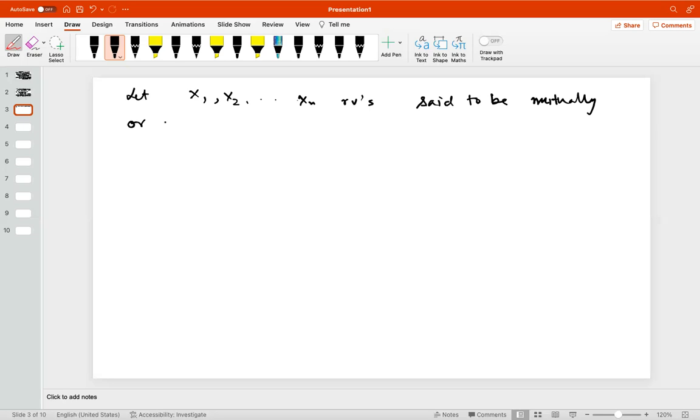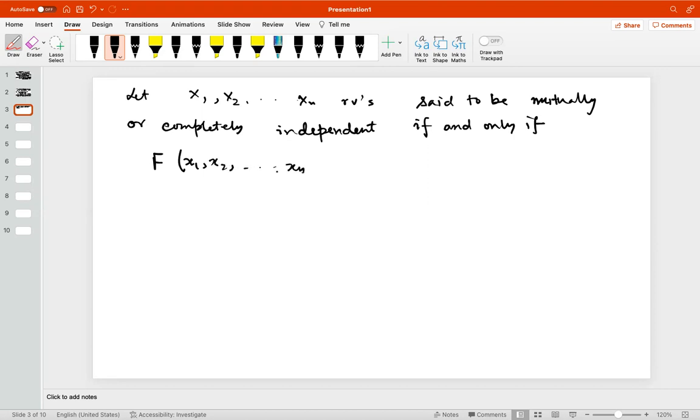Now this is also called completely independent if and only if the joint distribution function of X1, X2, up to Xn at the point x1, x2, up to xn is just the product of all the distribution functions of Xi at the point xi, for i equal to 1 to n, and that should be true for all x1, x2, up to xn in the real numbers.